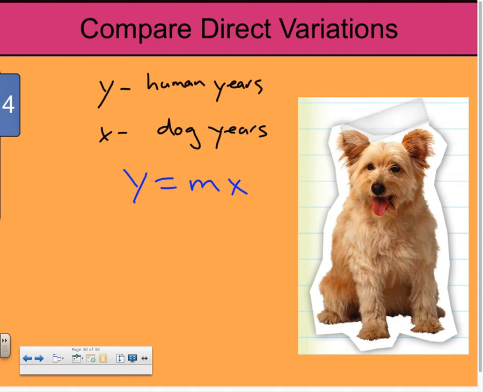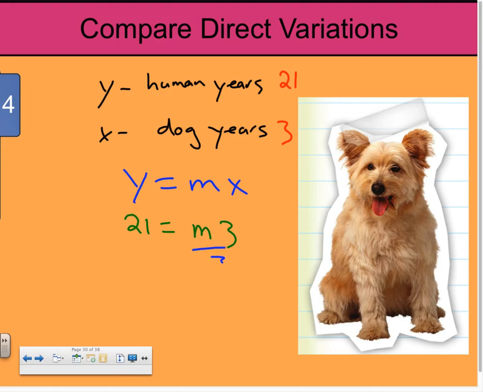Now, we don't know what M is, but do we know what X is? They told us that the dog years was 3 and that the human years was 21. So if we fill those in, 21 equals, we don't know what M is, but we know that X is 3. Now, can I solve this equation now? How do I get M by itself? Just divide by 3 on both sides.